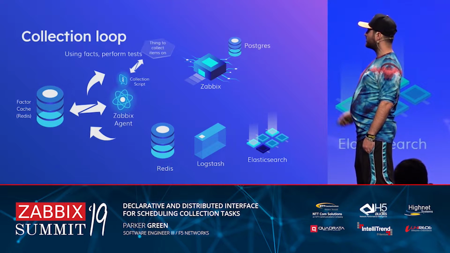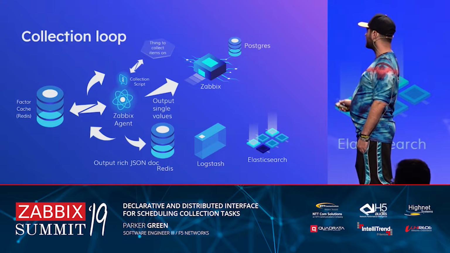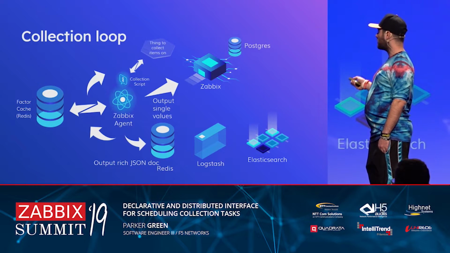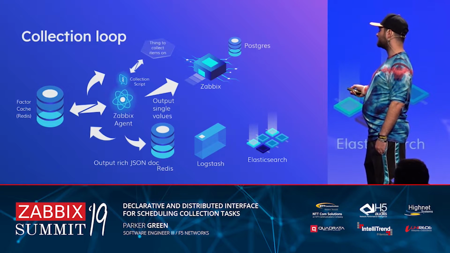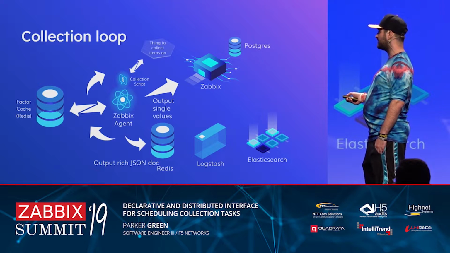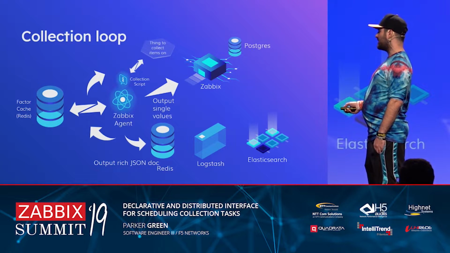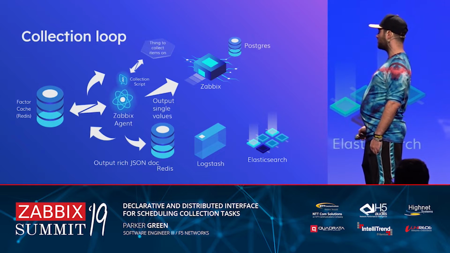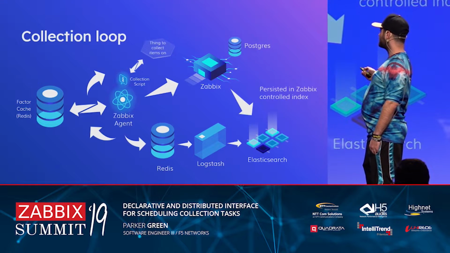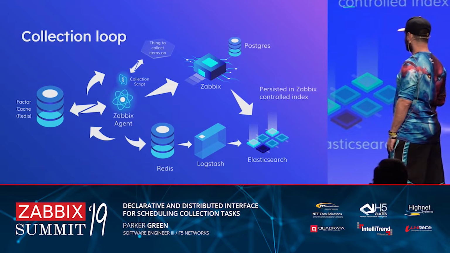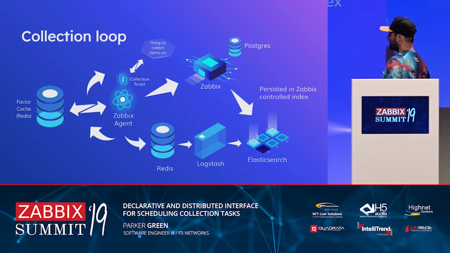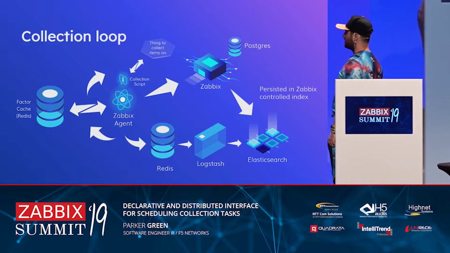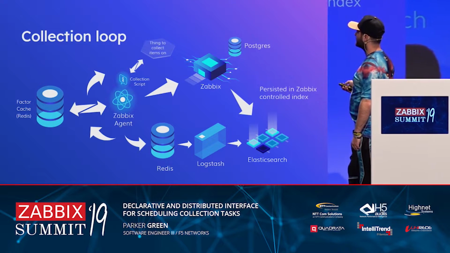It uses those facts to perform the tests. So it's going to talk to an HTTP website or something like that. And then you have your single output value going into Zabbix, and then we could optionally send stuff back via Zabbix traps. And then also we output a parallel rich JSON doc towards Redis. Zabbix stuff as normal goes into the Zabbix controlled index here, and then our rich JSON documents go into Logstash and Elastic for us.